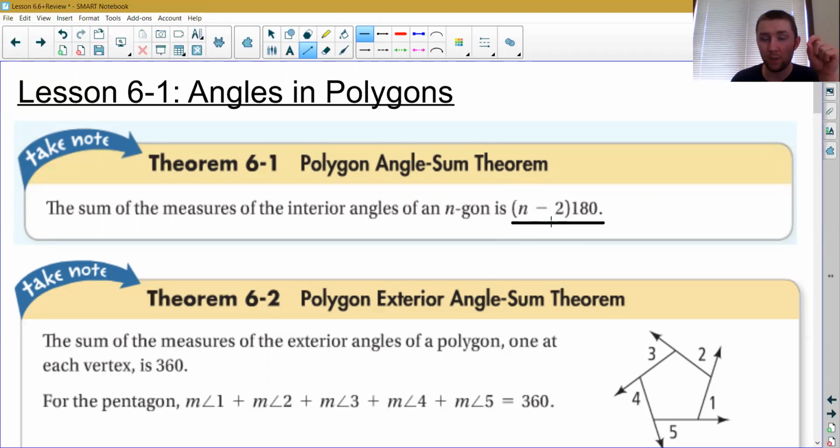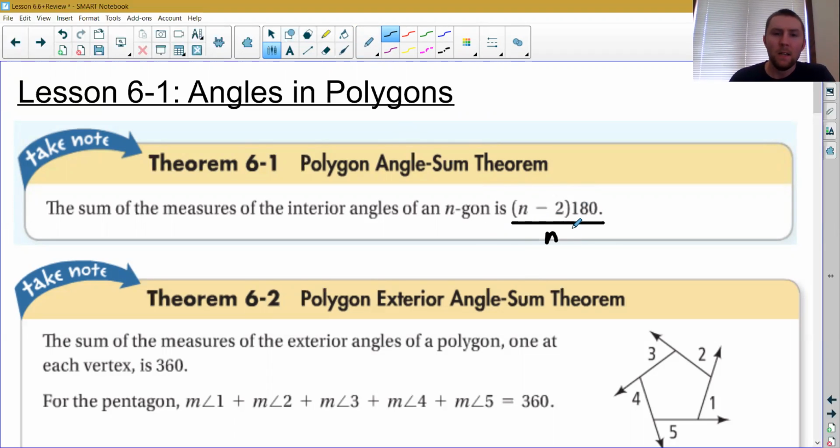We also talked in this section about a regular polygon, meaning all of the angles being the same, and finding each measure of the interior angles in a regular polygon. That simply takes this and then divides it by n. Okay, so there's that formula as well in section 6.1.